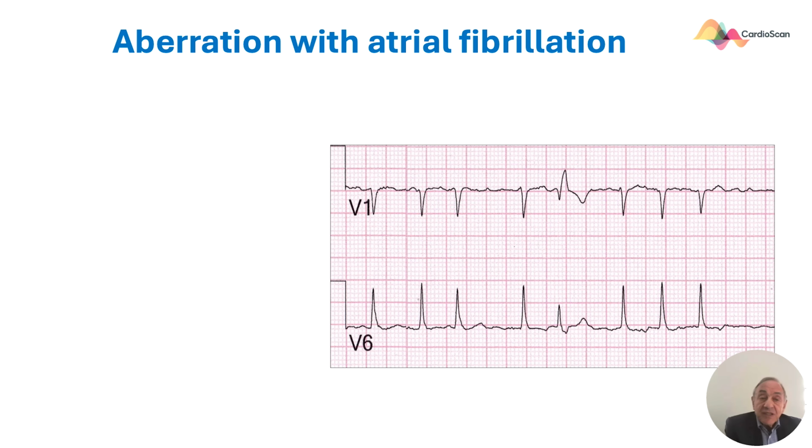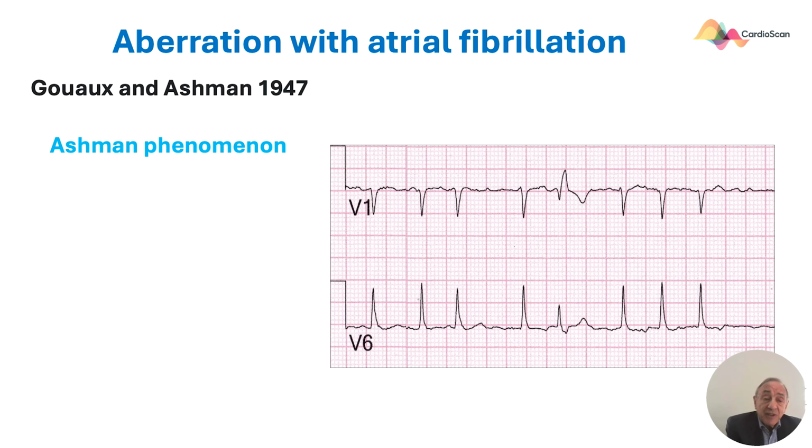But the real interest of aberrant ventricular conduction is with atrial fibrillation. Here we have an illustration of aberration, first described by Gill and Ashman in 1947, and now known as the Ashman phenomenon. One questions why Gill wasn't included, maybe because people couldn't pronounce his name, nor could they spell it. But here we have the Ashman phenomenon with atrial fibrillation with a right bundle branch block.